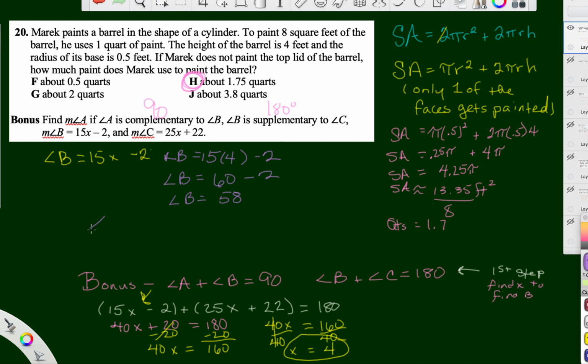All right, so if B is 58 and A plus B is 90, we just start writing it. So the measure of A plus 58 equals 90, because we said they were complementary in the very beginning. All right, so we just subtract 58, and we come up with 32. The measure of angle A is 32 degrees.